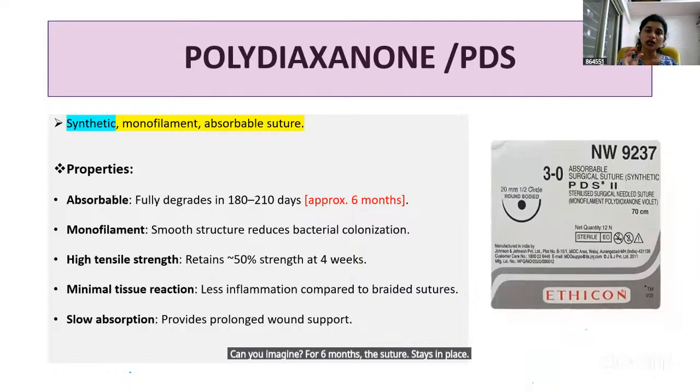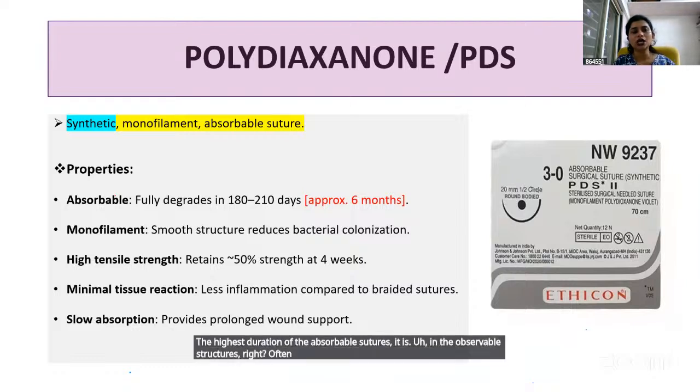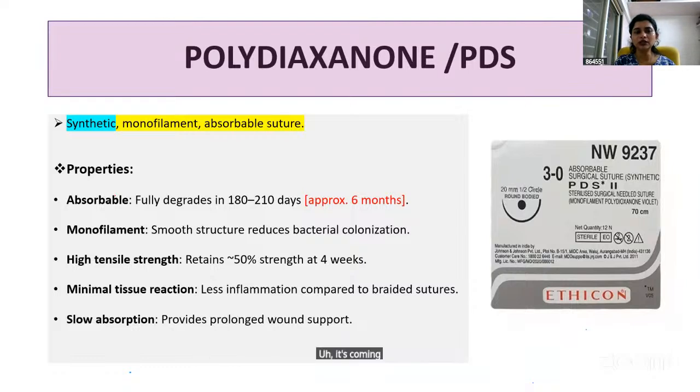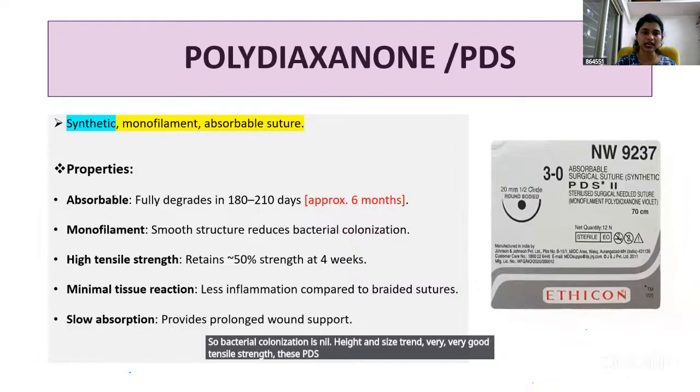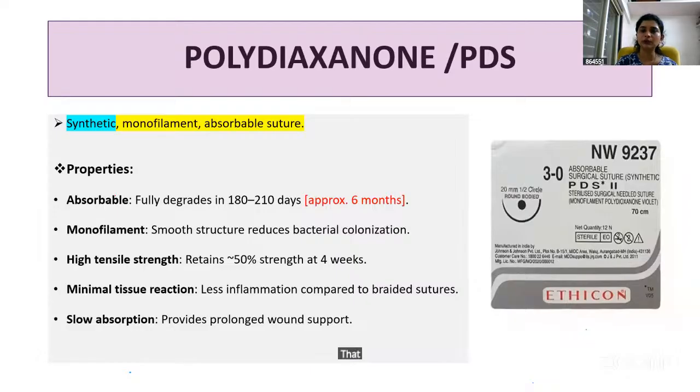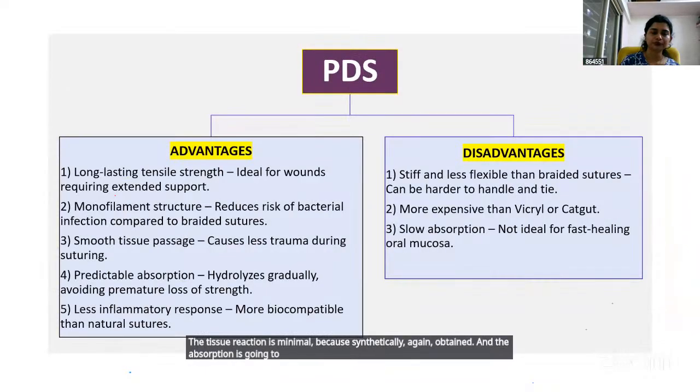Okay, so it is the highest duration of the absorbable sutures. It is in the absorbable sutures, right? Often. Coming to its filament configuration, it is monofilament, so bacterial colonization is nil. High tensile strength, very, very good tensile strength these PDS sutures have. The tissue reaction is minimal because it is synthetically obtained, and the absorption is going to be slow.